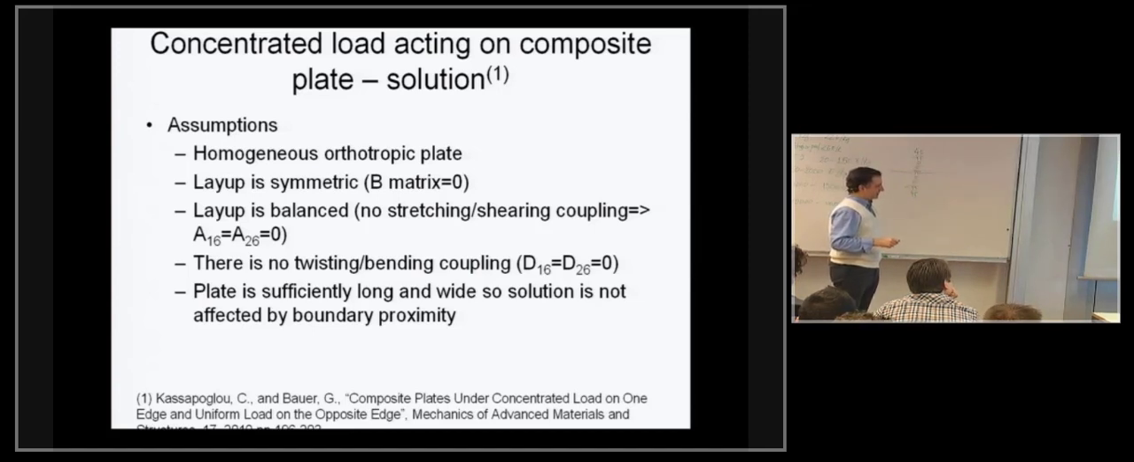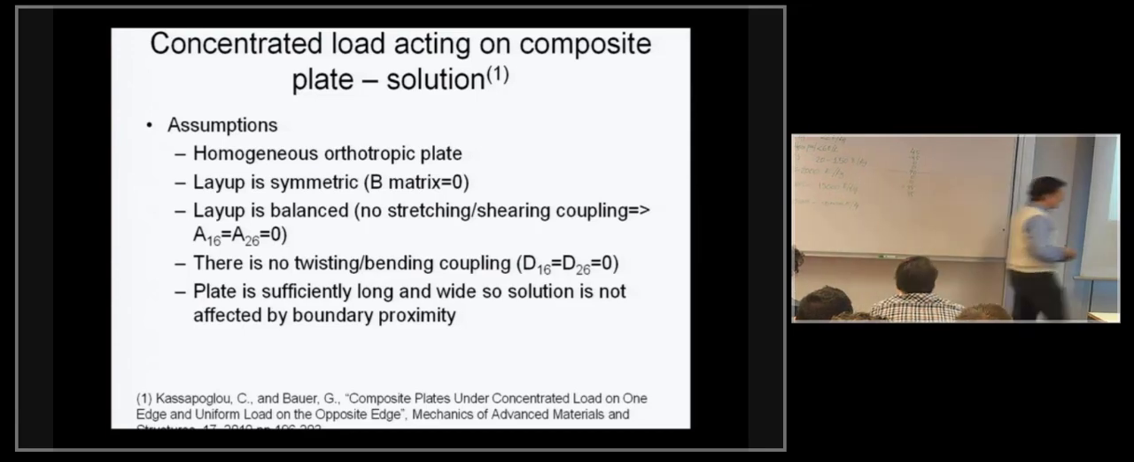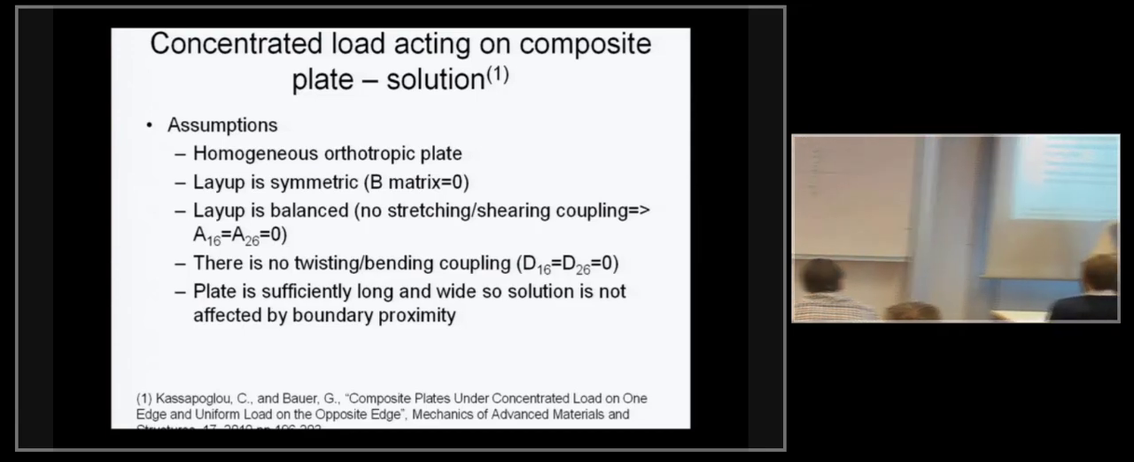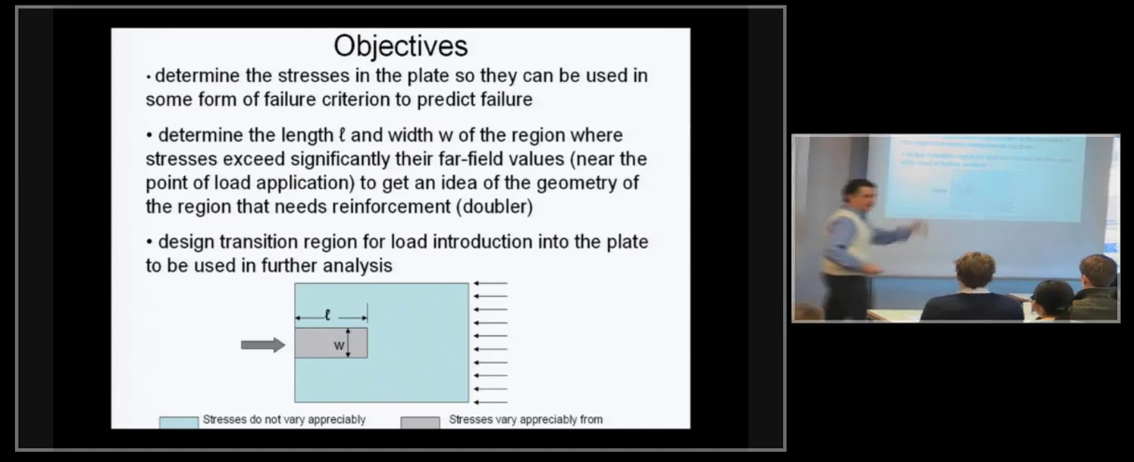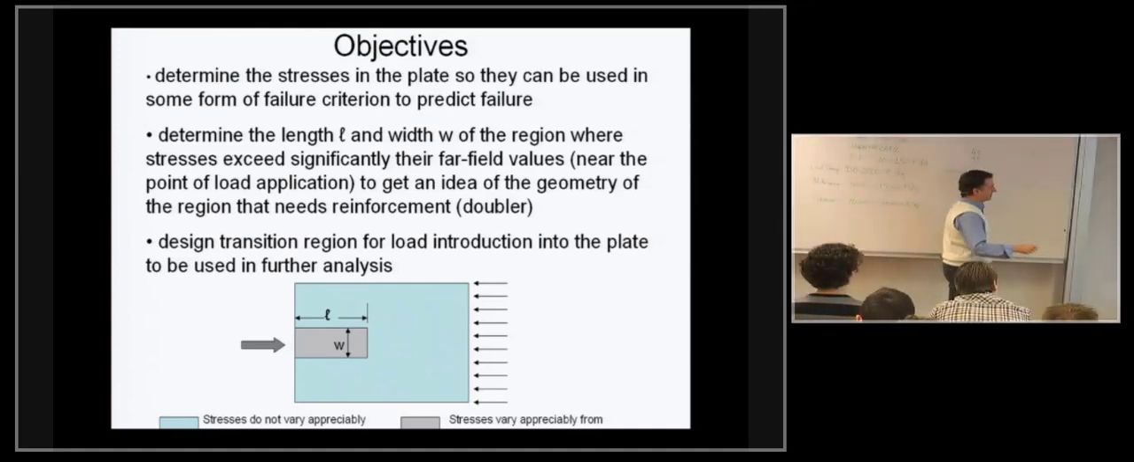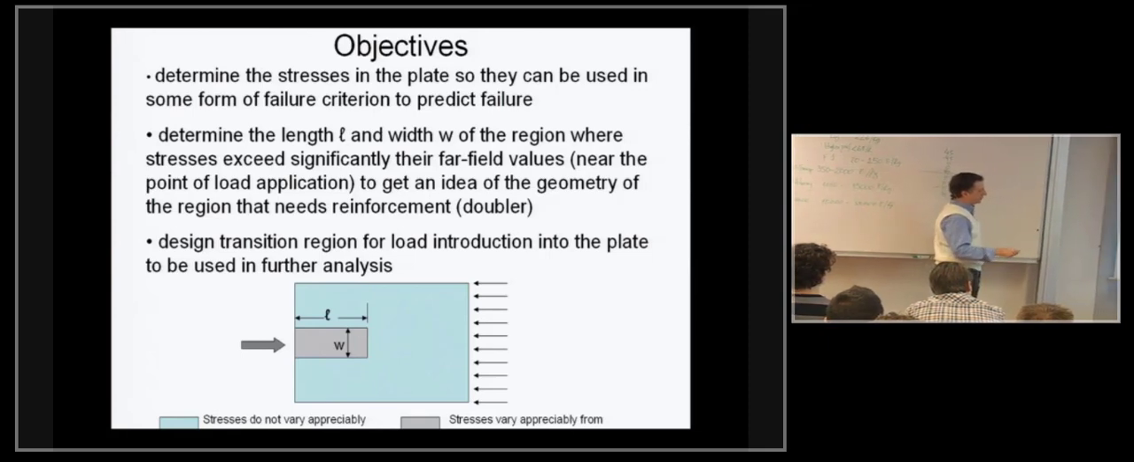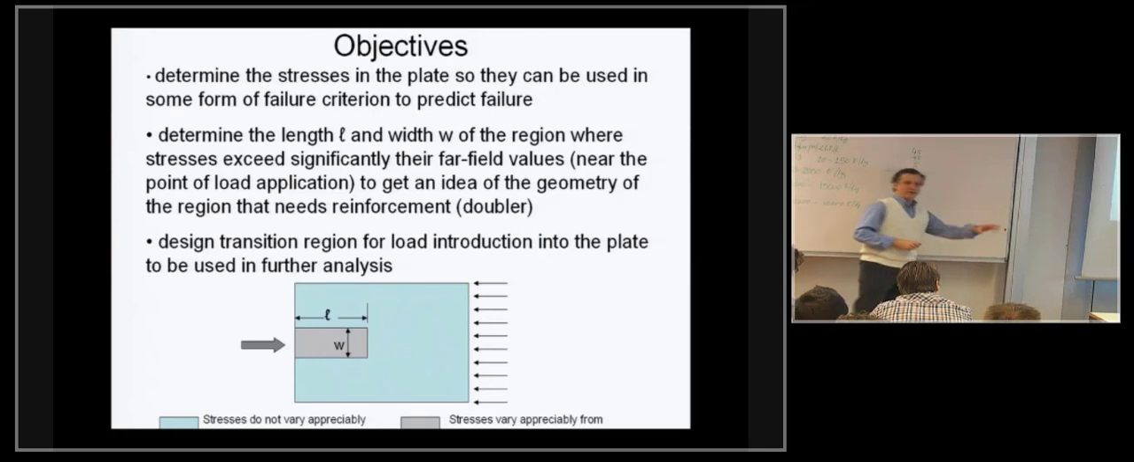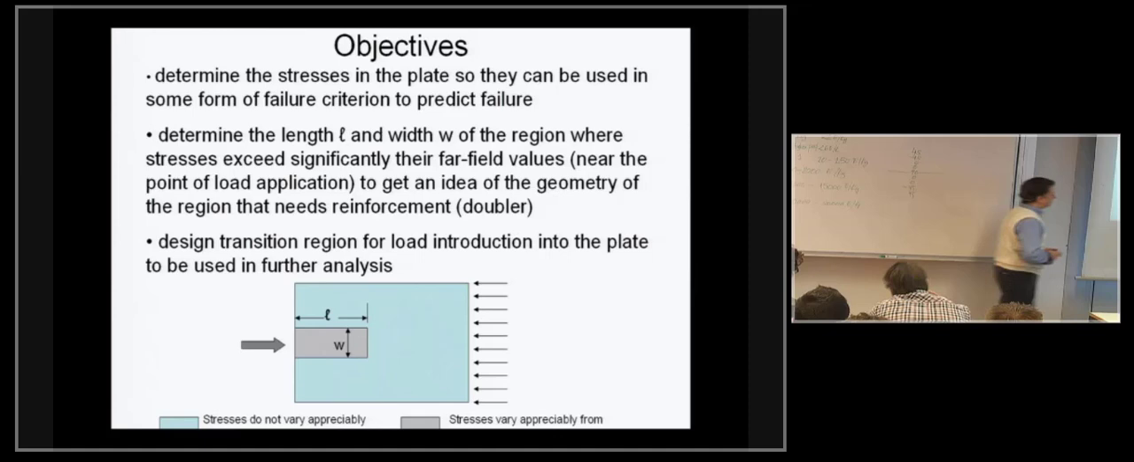And we assume that the plate is sufficiently long and wide so the solution is not affected by the boundary proximity. Basically, as a first cut, we will assume this is long in this direction, so there's enough room for the stresses from the high value here to eventually go to their constant far field value, and the plate is wide enough so that whatever stress increase we have in this region will not reach the boundaries, because that would make the problem slightly more complex.